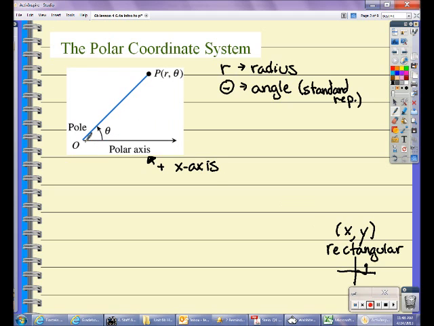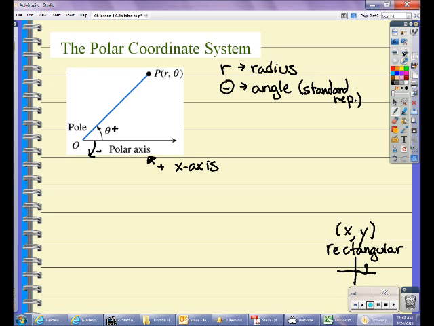And instead of saying how far right and then how far up or down, or how far left and how far up or down, you're saying how far out on the radius, and then how much is that radius going to be rotated clockwise or counterclockwise. Counterclockwise is positive rotation. Clockwise is negative rotation. Just like usual, standard representation of an angle.